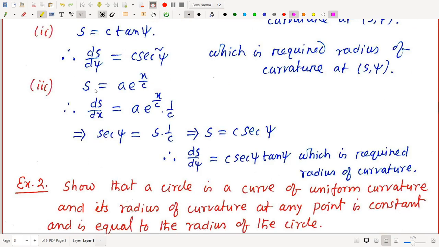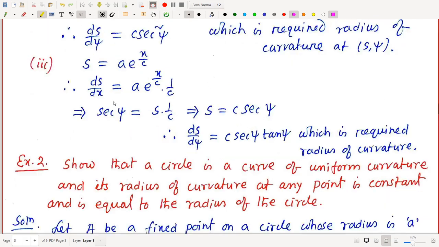Number 3 is s equal to a e to the power x by c. See, this is a mixture of s and x, so that's why we differentiate first with respect to x. ds by dx is the derivative of e to the power x by c, that is e to the power x by c into 1 by c. By chain rule, the derivative of x by c with respect to x is 1 by c, so it is 1 by c there.